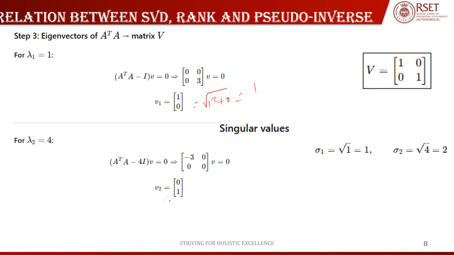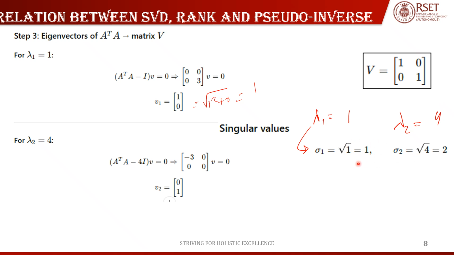Okay, so now we have this, and also your eigenvalues were equal to 1 and 4, right? So lambda 1 is equal to 1, so your corresponding sigma 1 will be root of 1, which is equal to 1, and your lambda 2 is equal to 4, so your sigma 2 will be root of 4, which is equal to 2. So you have your singular values to be 1 and 2.